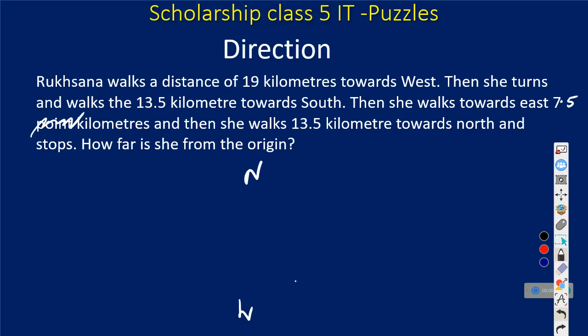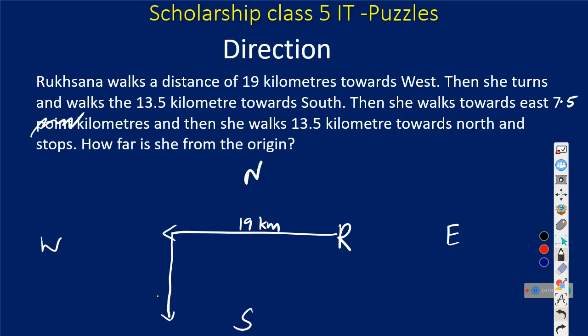North is here, south is here, west is here, and east is here. Now Ruxana walks a distance of 19 km towards west. Ruxana starts from here and walks towards west, and it is equal to 19 km. Then she turns and walks 13.5 km towards south. Then she walks towards east, that means she turned in this direction, and walked 7.5 km. Only a little she walked. Then she walks 13.5 km towards north. Again back to north.